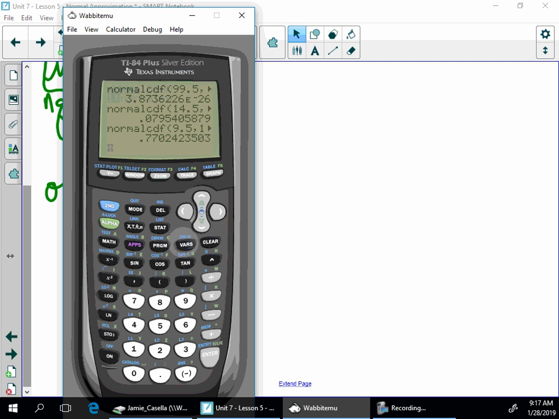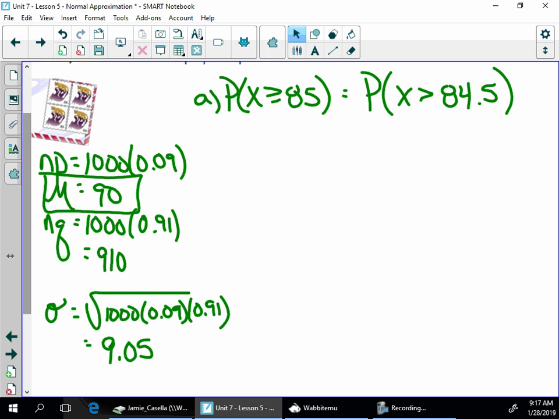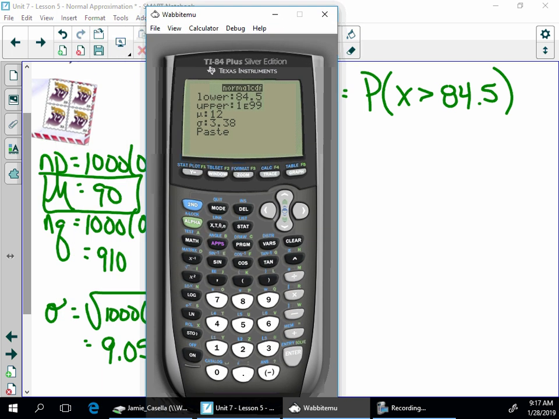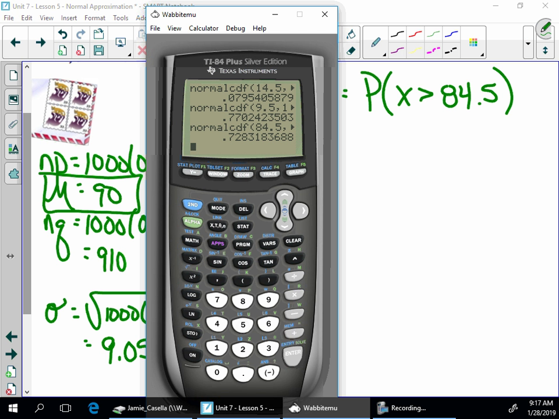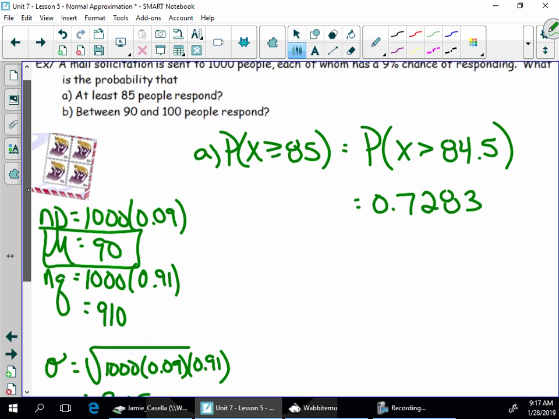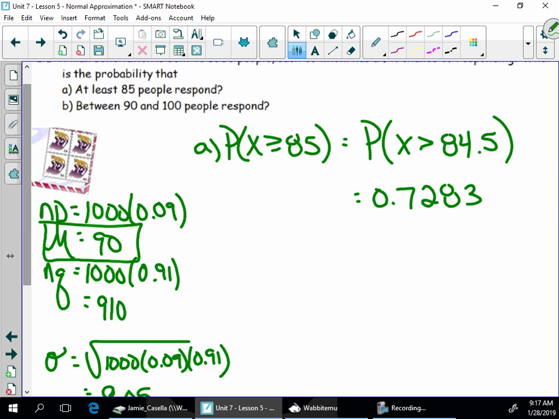Okay, graphing calculator. Away we go. Second var is number 2. Hey, our lower boundary, 84.5. My upper boundary, you can leave it at 1E99. My mean, I just found it was 90. My standard deviation was 9.05. Enter, enter, paste. And I get 0.7283. So it's a pretty good chance that at least 85 people will respond. 72% chance.